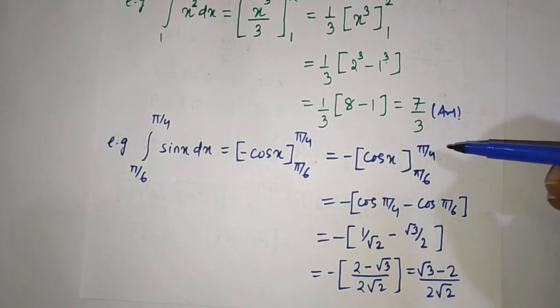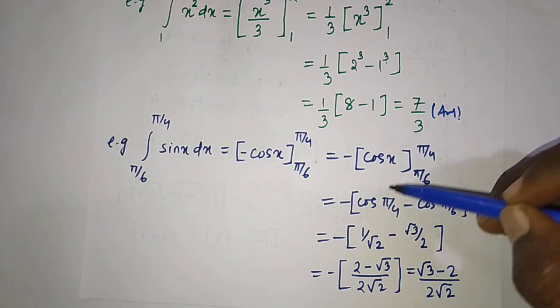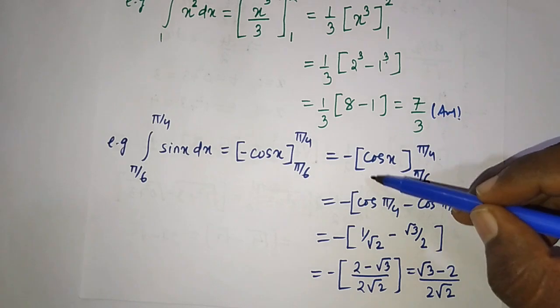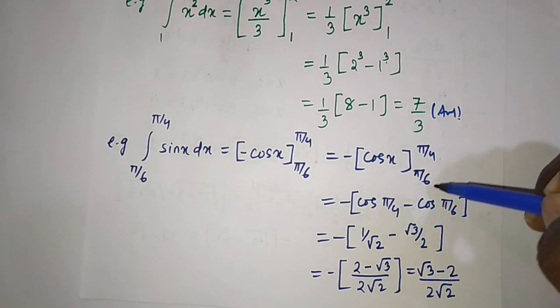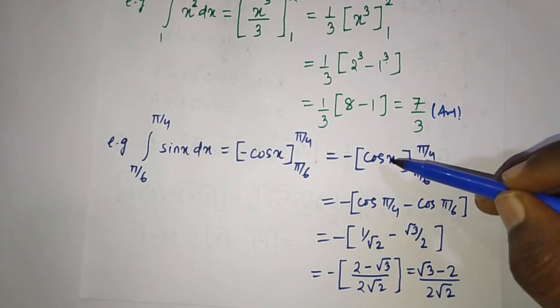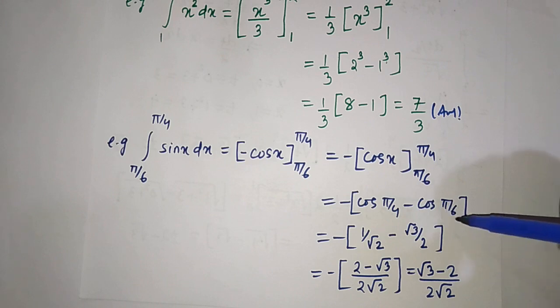Now what we will do, first we will put the upper limit in place of x. Here I have put upper limit pi by 4, so I have written here cos pi by 4 minus, then put again lower limit in the function. Here I have put cos pi by 6.